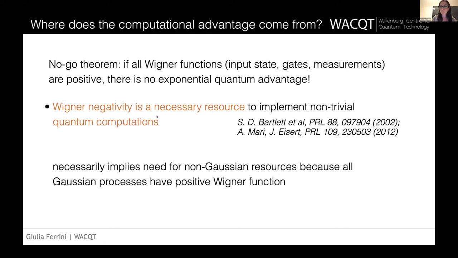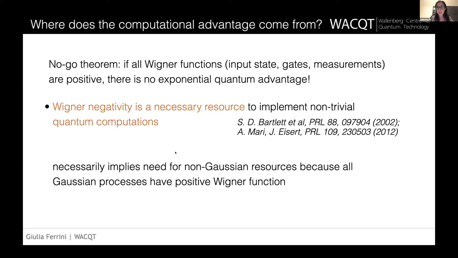This in turn implies that you have to have a non-Gaussian element in your circuit, because all Gaussian processes are described by positive Wigner functions. But then, what can be a minimal extension of a Gaussian circuit that can give quantum advantage?